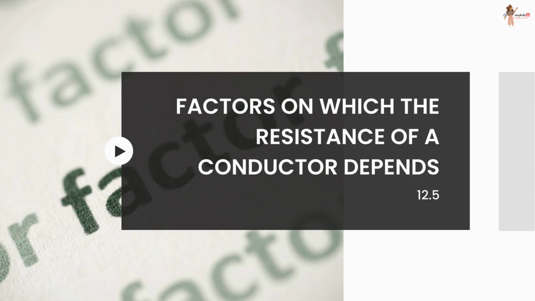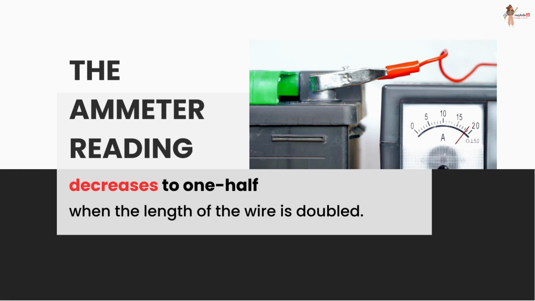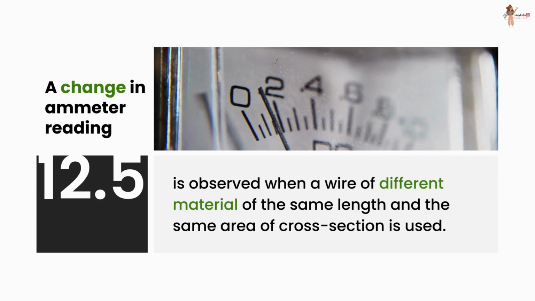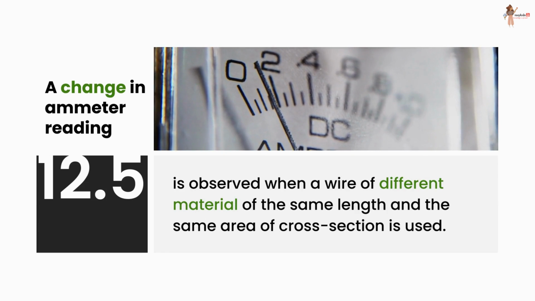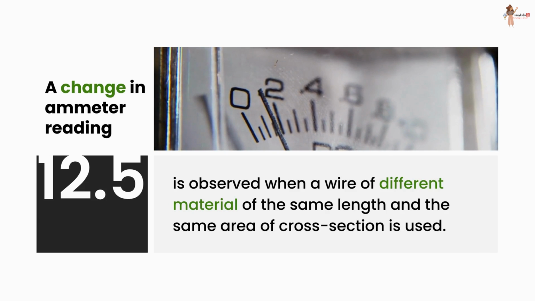Now let's see the factors on which the resistance of a conductor depends. In an electric circuit, it is observed that the ammeter reading decreases to 1/2 when the length of the wire is doubled. The ammeter reading is increased when a thicker wire of the same material and of the same length is used in the circuit. A change in ammeter reading is observed when a wire of different material of the same length and the same area of cross section is used.